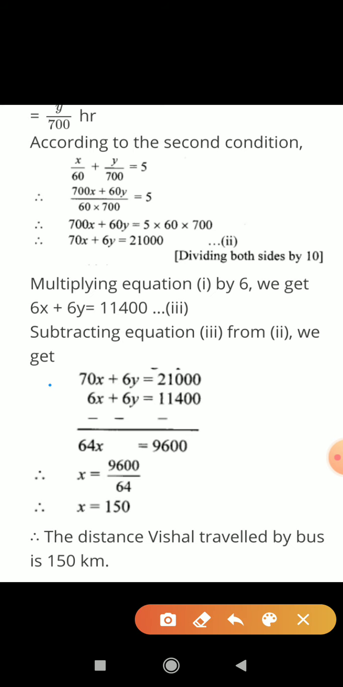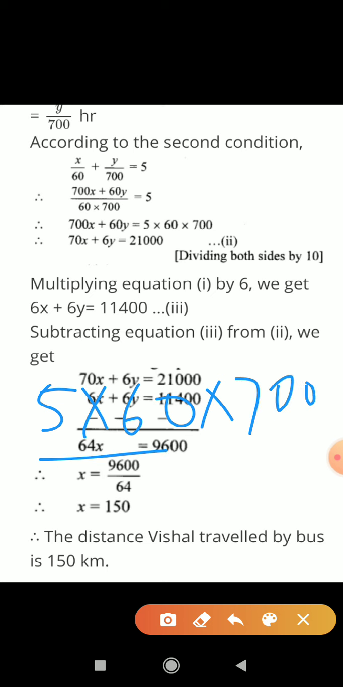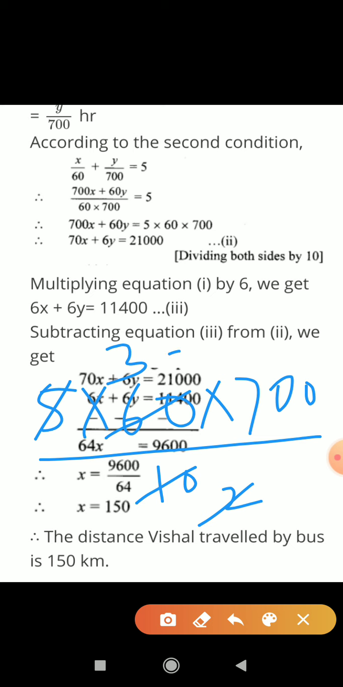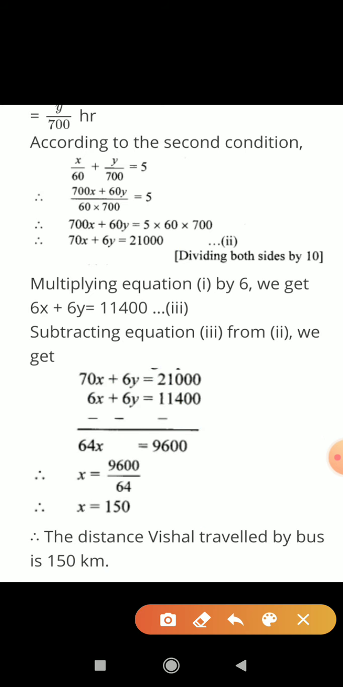Then divide the right side. The right side is 5 into 60 into 700. So this divide by 10. If we divide this, 5 twos are 10, so then 2 threes are 6 and 0. So 30 into 700. So 3 sevens are 21 and this total 3 zeros. So 21,000. So this is the right side. Thus we get this equation: 70x plus 6y is equal to 21,000 after dividing both sides by 10.